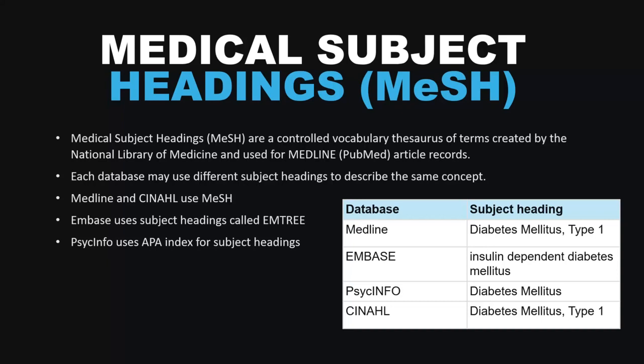Embase, another database, uses Emtree subject headings. You will notice that these are slightly different. For example, the Emtree heading for type 1 diabetes is insulin-dependent diabetes mellitus. Finally, PsycInfo uses the American Psychological Association Index as subject headings, and you will see for type 1 diabetes, the subject heading is diabetes mellitus.